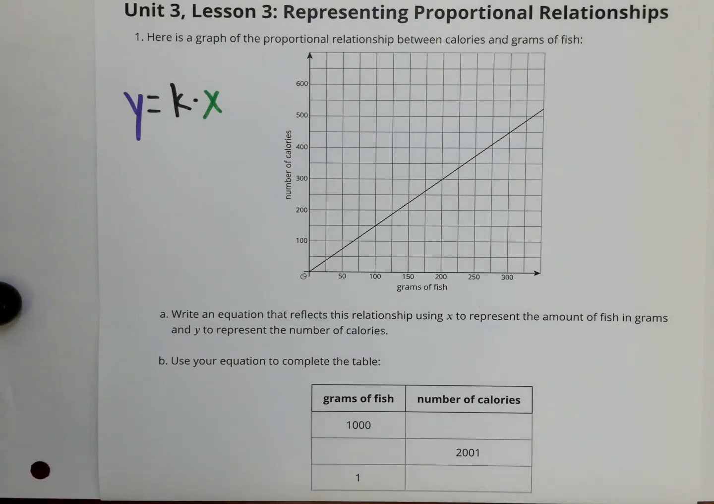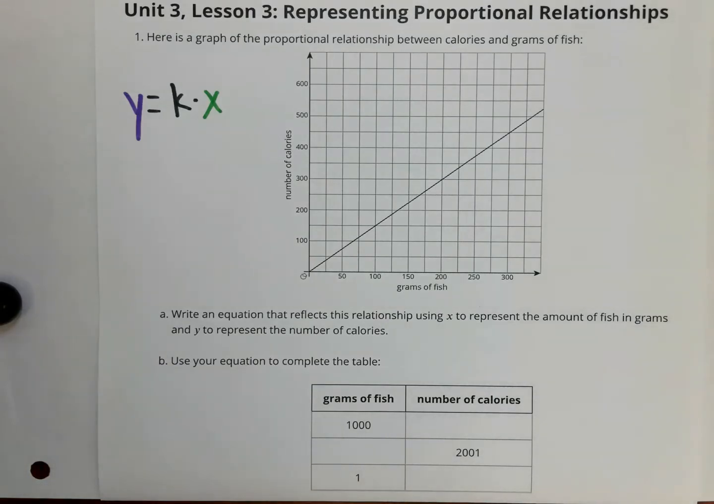All right. Okay, so let's first read the problem. Here is a graph of the proportional relationship between calories and grams of fish. Part A says write an equation that reflects this relationship using X to represent the amount of fish in grams and Y to represent the number of calories.